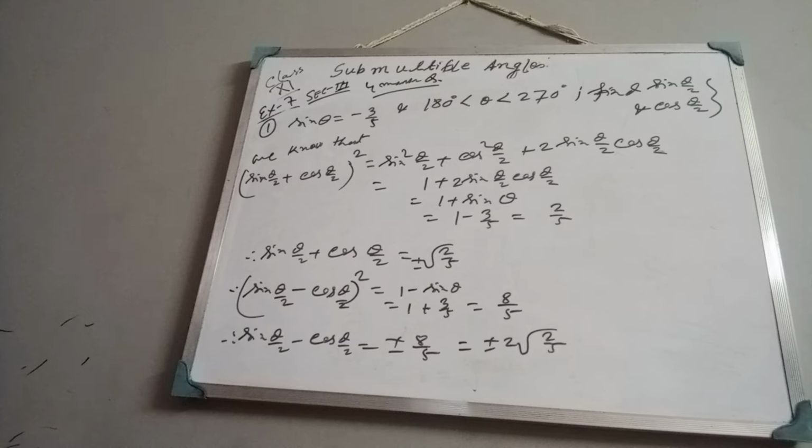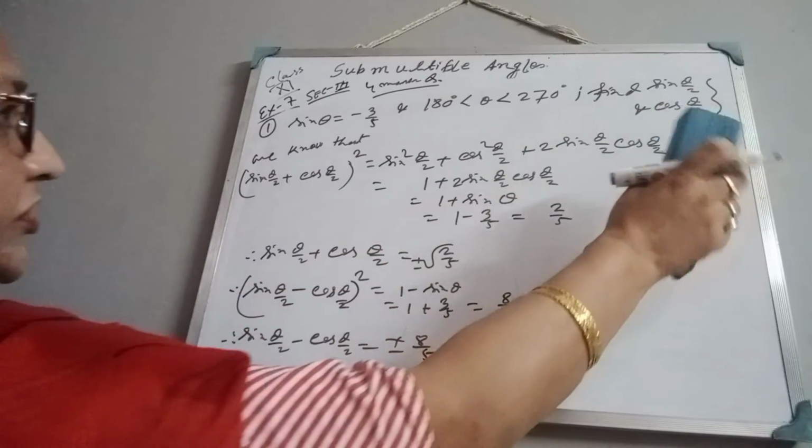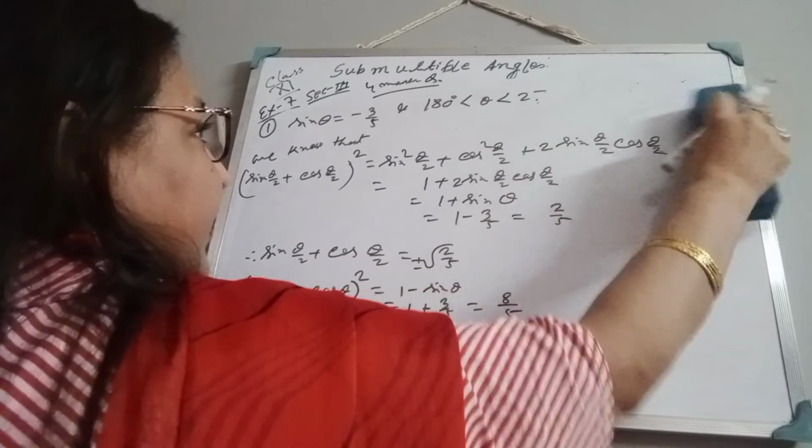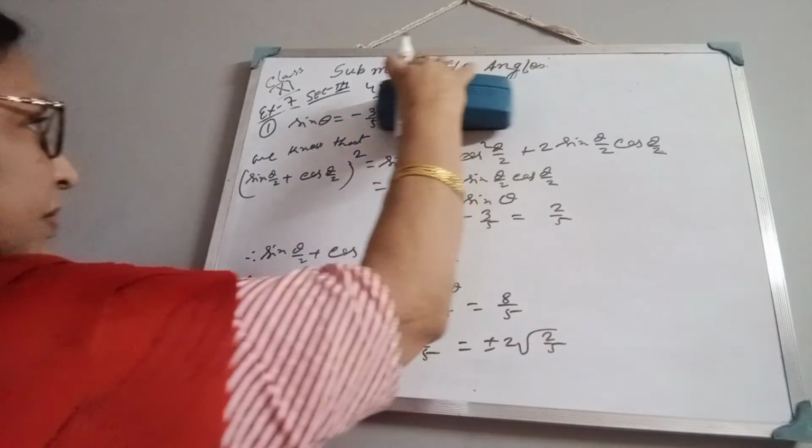Okay, now sin theta by 2 plus cos theta by 2. Now let me rub this part, otherwise we have to find the value of sin theta by 2 and cos theta by 2, remember.